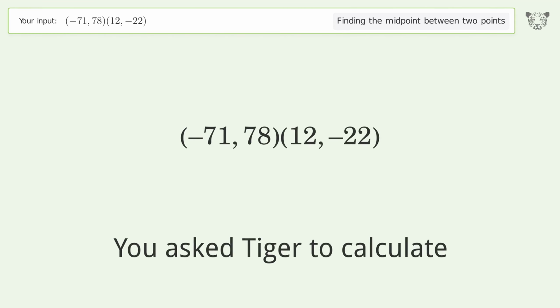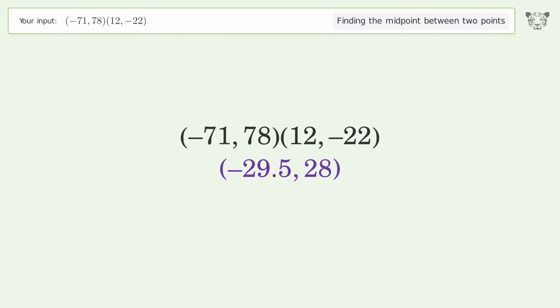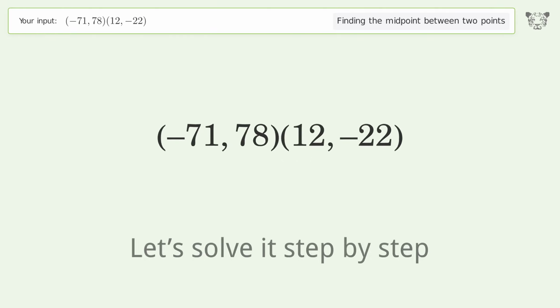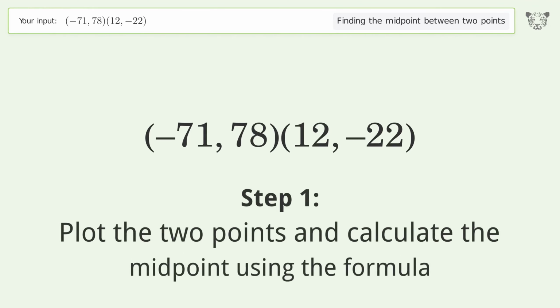You ask Tiger to calculate. This deals with finding the midpoint between 2 points. The midpoint between the 2 points is negative 29.5, 28. Let's solve it step by step. Plot the 2 points and calculate the midpoint using the formula.